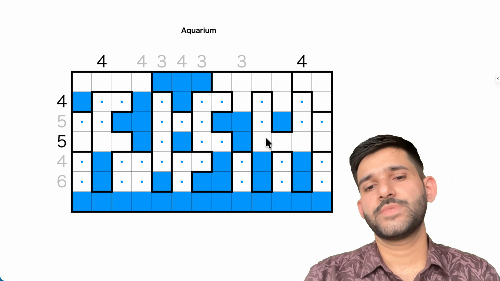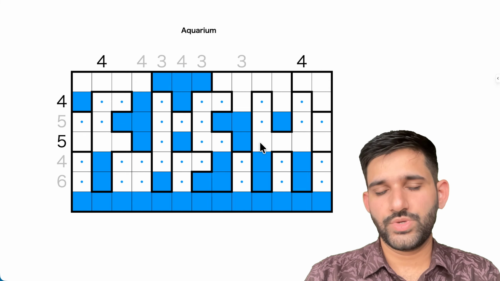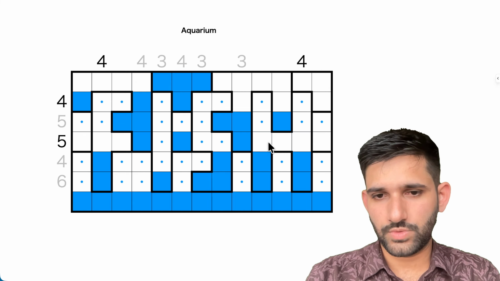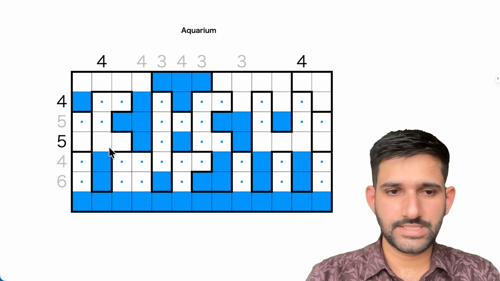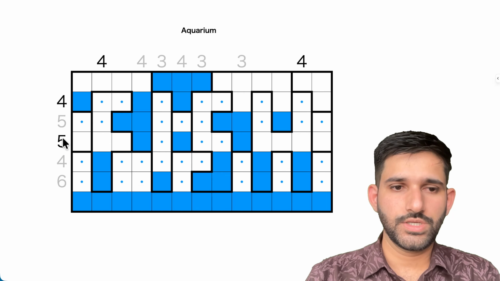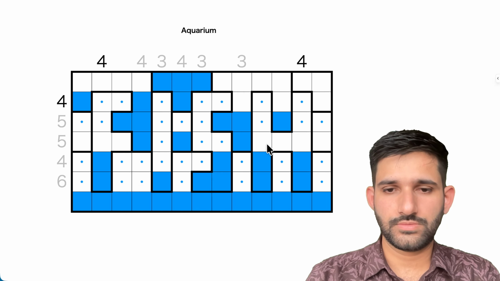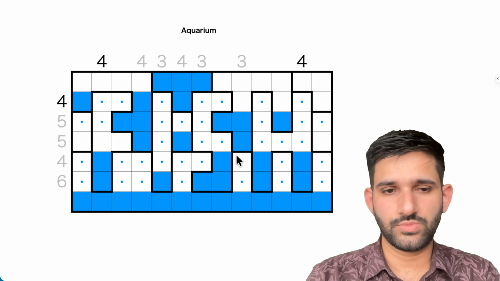Look at this. In this H-shaped region, we cannot have water here because if we put water here, that will make a total of 1, 2, 3, 4, 5, 6 cells in this row. So water cannot be here. It has to be somewhere else.